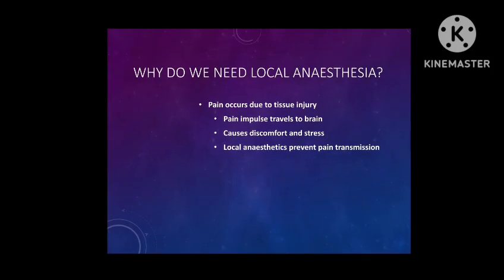Next, pain occurs when there is tissue injury. When tissue is damaged, pain receptors are stimulated. A pain impulse is generated and it travels to the brain. Once it reaches the brain, we perceive pain. This causes discomfort, anxiety, and stress to the patients. So, during minor procedures, we use local anesthetic agents. These drugs prevent the transmission of pain impulses. As a result, the patient does not feel pain and the procedure becomes comfortable.